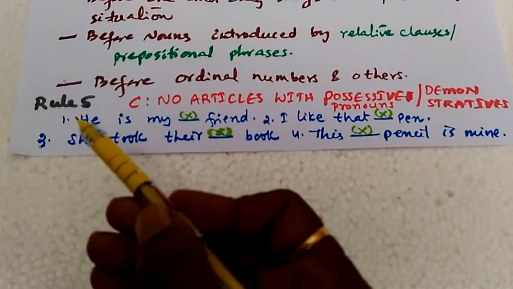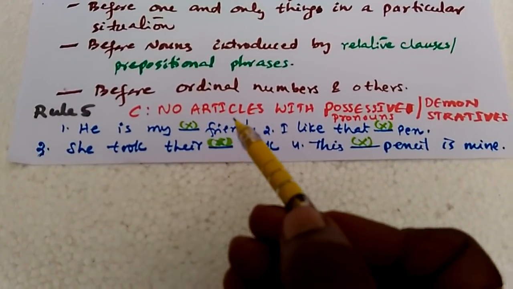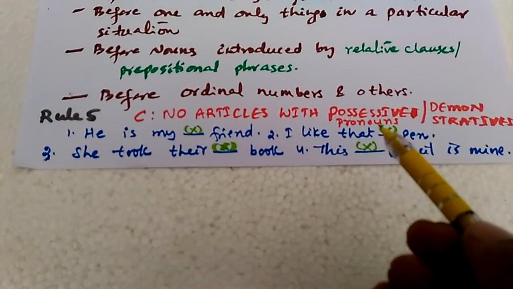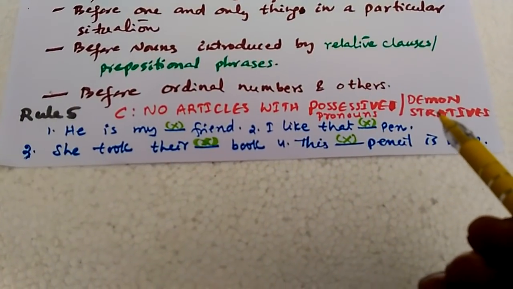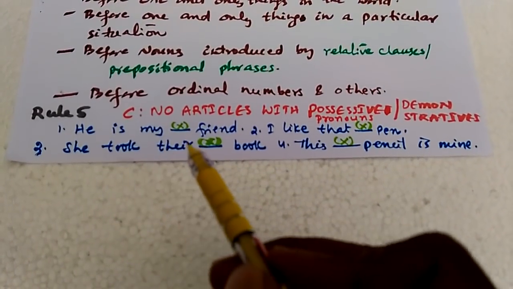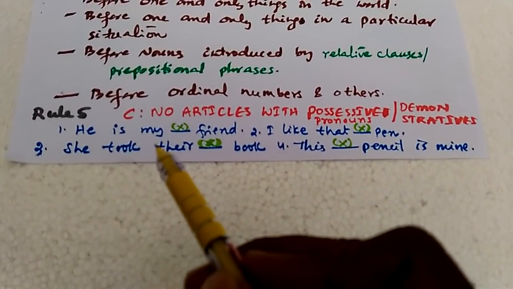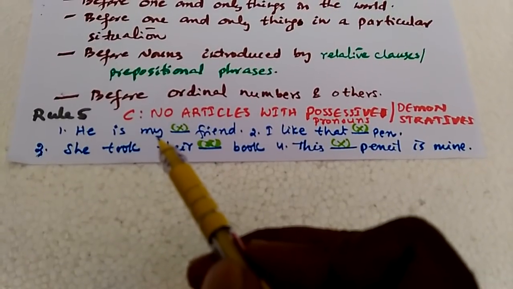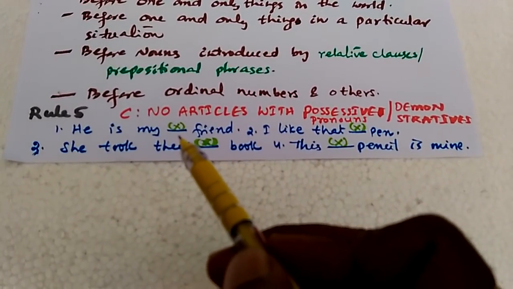And now the rule number 5. We use no articles with possessive adjectives and demonstrative pronouns. Look at this example. He is my friend. Here, between the possessive adjective my and the noun, there should be no article.